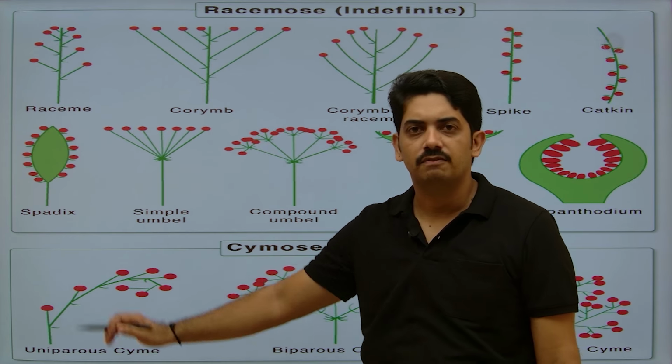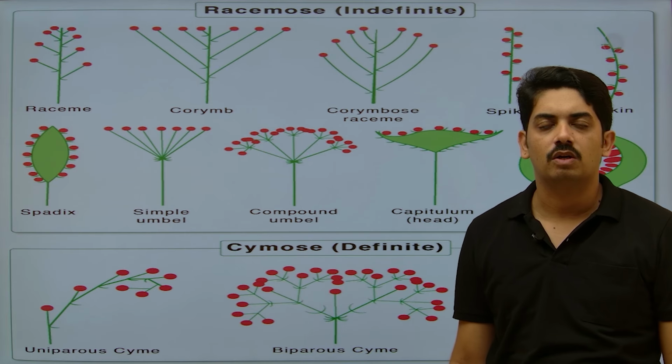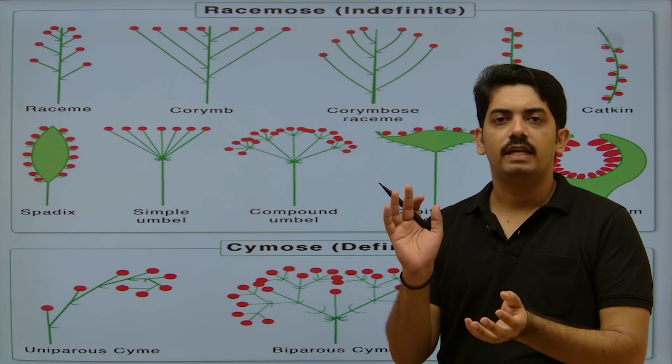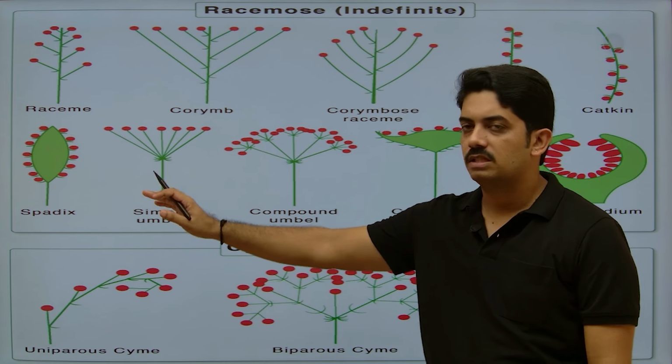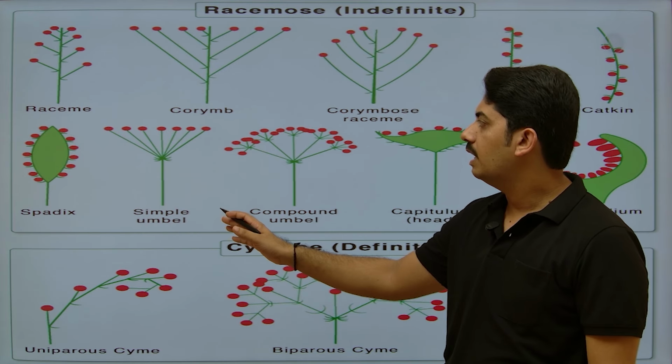Here, spadix inflorescence, very common in arecanut or coconut trees. A very woody bract covers the inflorescence, that we call spadix inflorescence. Simple umbel inflorescence.